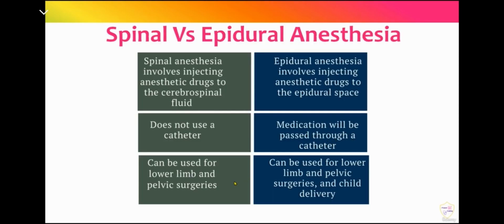Spinal anesthesia can be used for lower limb and pelvic surgeries, while epidural anesthesia is used for the same lower limb and pelvic surgeries and child deliveries. If you're talking about anything below the belly button, either of these anesthetic procedures can be used for below-umbilicus pelvic anatomy procedures. Epidural is mainly used in childbirth, obstetrics, and cesarean sections. So that's pretty much it for this session.